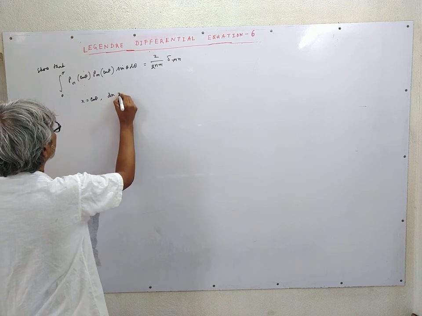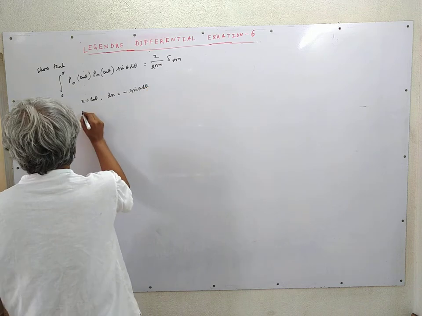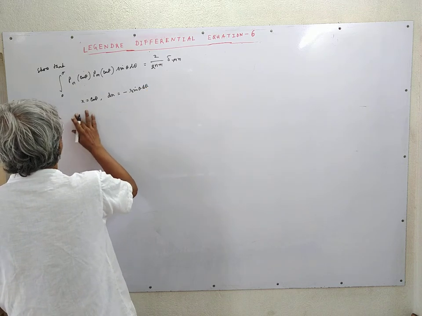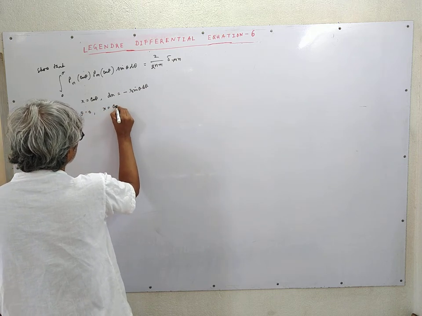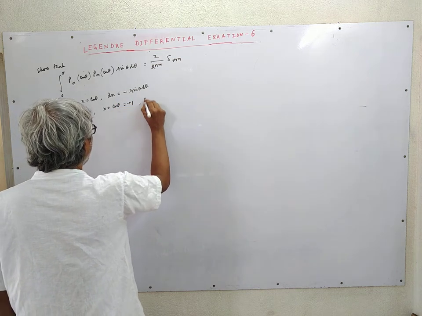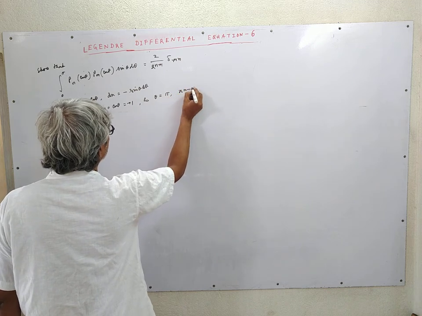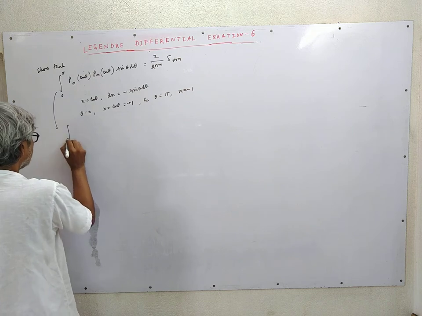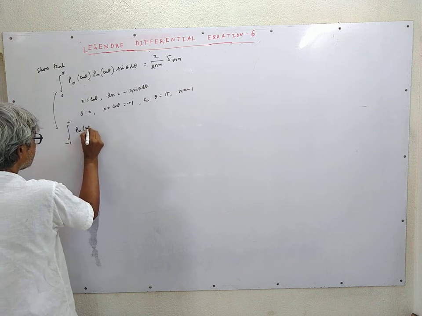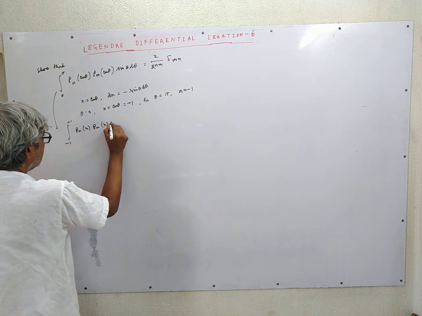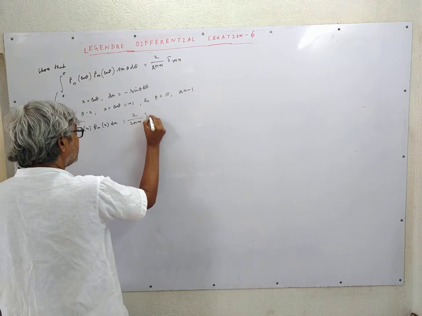Then dx is equal to minus sin theta d theta. At theta is equal to 0, x is equal to cos theta is equal to plus 1, and at theta is equal to pi, x is equal to minus 1. So this integration becomes from minus 1 to plus 1 Pn(x) Pm(x) dx, which is 2 upon 2n plus 1 delta mn.